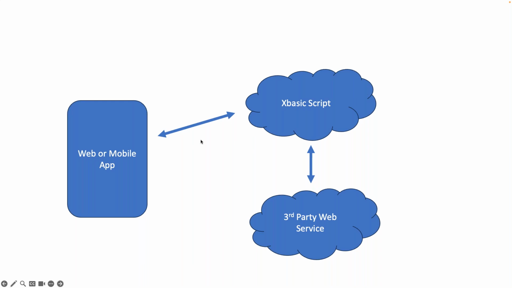Another use for this is for payment processing. If you've used Stripe or in the past Authorize.Net, you could make a call from your web or mobile application to XBasic back here on your server, and that server could then go and process that transaction with a third-party transaction servicing process. And for a while, we supported both Authorize.Net and Stripe for that.